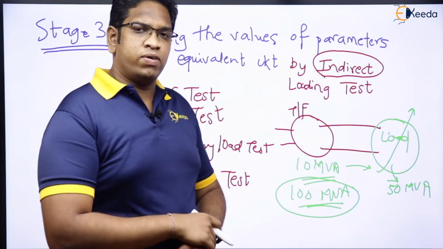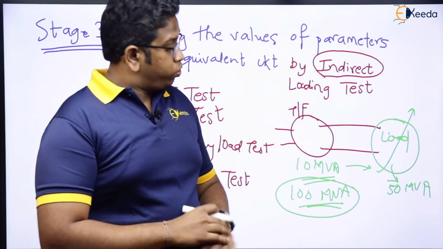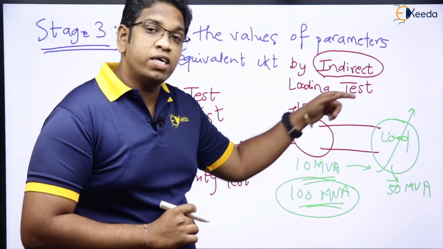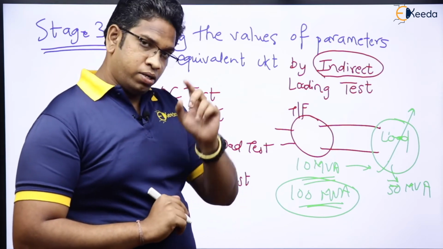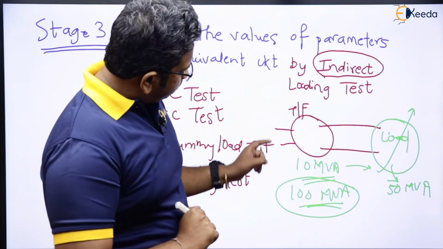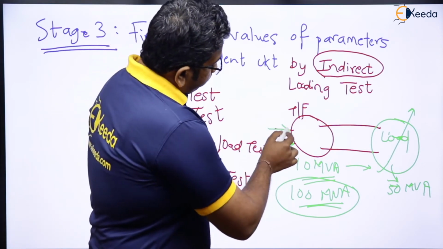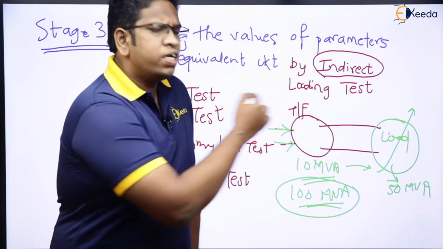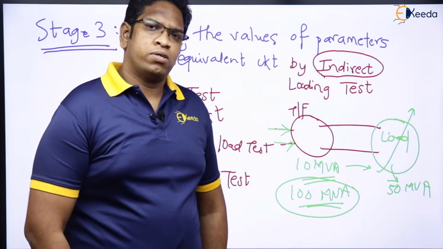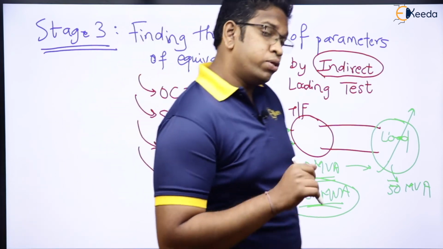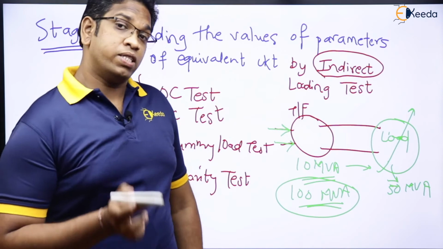For example, efficiency. You cannot do this because it will be very, very expensive. That is reason 1. Reason 2 is a logical reason. The second disadvantage is that whatever input I am giving to the transformer will be wasted. The power will not be used. So this is the simple reason we cannot do the direct loading test. So we will be going with the indirect loading test.